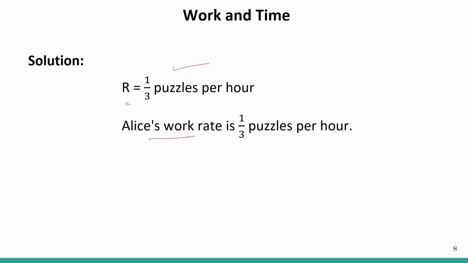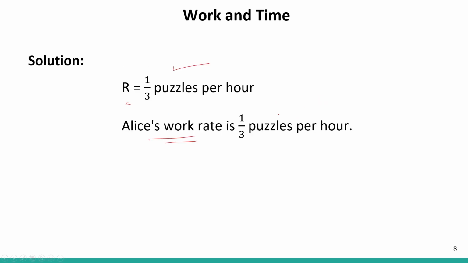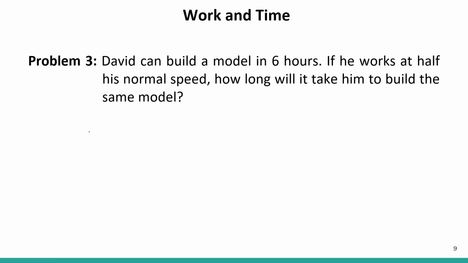So Alice's work rate is 1 by 3 puzzles per hour. If Alice can complete a puzzle in 3 hours, her work rate in terms of puzzles per hour will be 1 by 3 puzzles per hour. Let's see problem number 3.